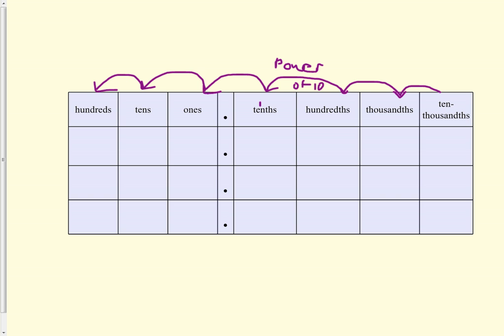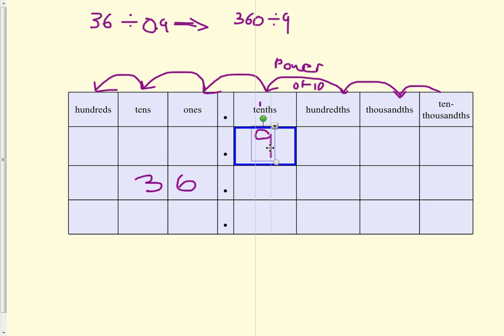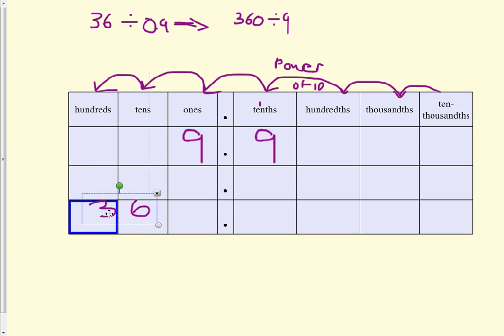So if you recall, our original problem was 36 divided by 9 tenths. And we said we could rewrite that as 360 divided by 9. There's my 9 tenths. There's my 36. If you think about what we did, we took our 9 tenths and made it into 9 ones, and we took our 36 and made it into 360.